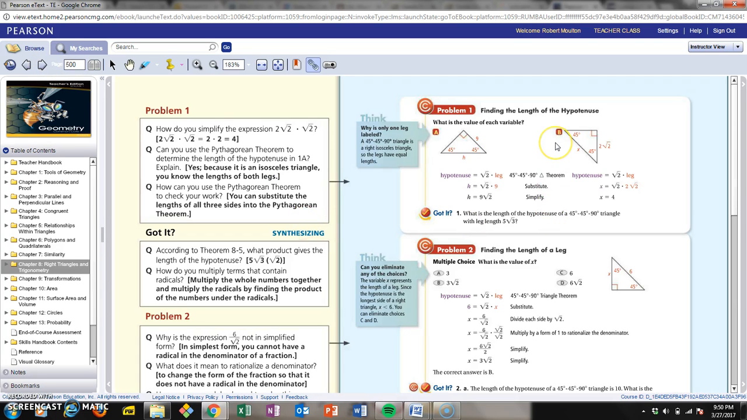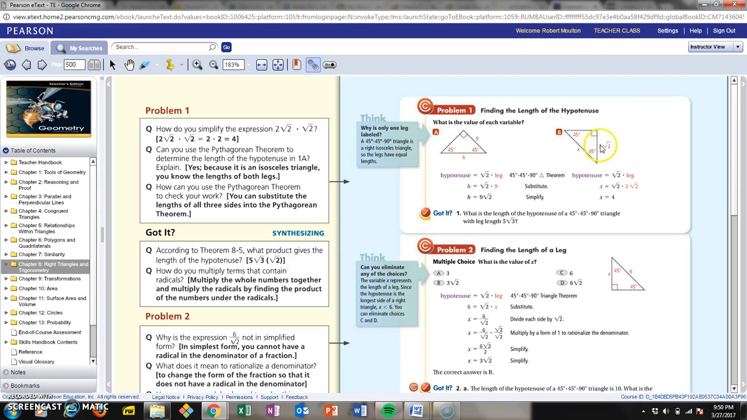Alright, so we have some problems with this. Pretty easy stuff. We have 9 for one of the legs. The other leg will be the same because it's 45-45. And then h, the hypotenuse, is square root of 2 times the leg. So 9 times square root of 2. Simple as that.